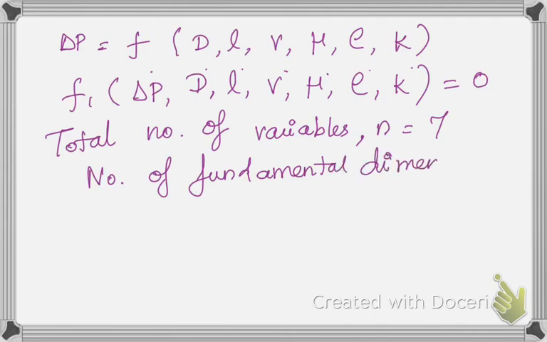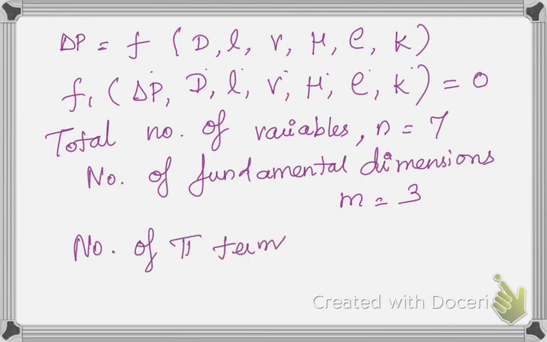So fundamental dimensions m is equal to 3. Then the number of pi terms will be n minus m, which is equal to 7 minus 3, that is, I will be having 4 pi terms. So this is what we have determined, 4 pi terms should be there. Then if that is the case, we have to write f1 of pi 1, pi 2, pi 3, pi 4 is equal to 0.